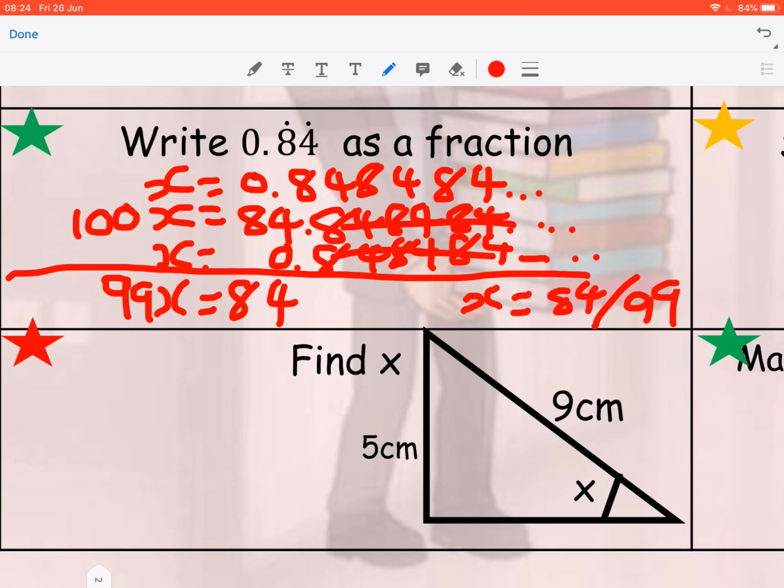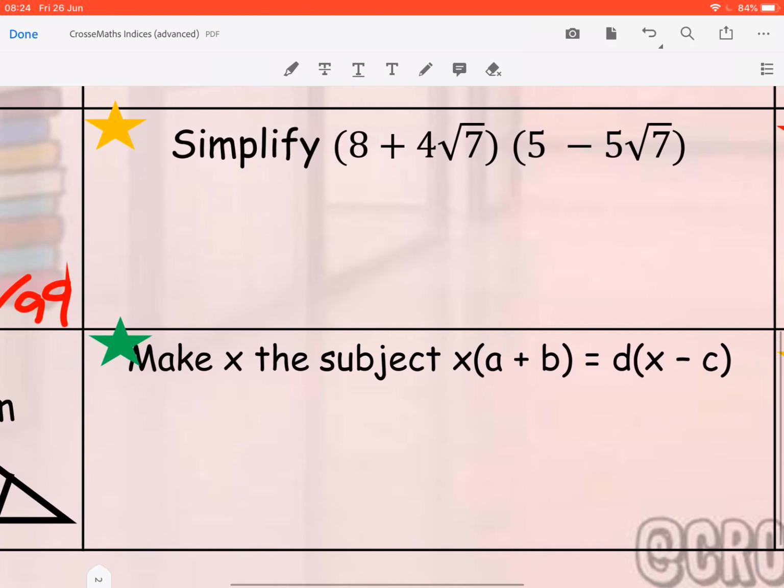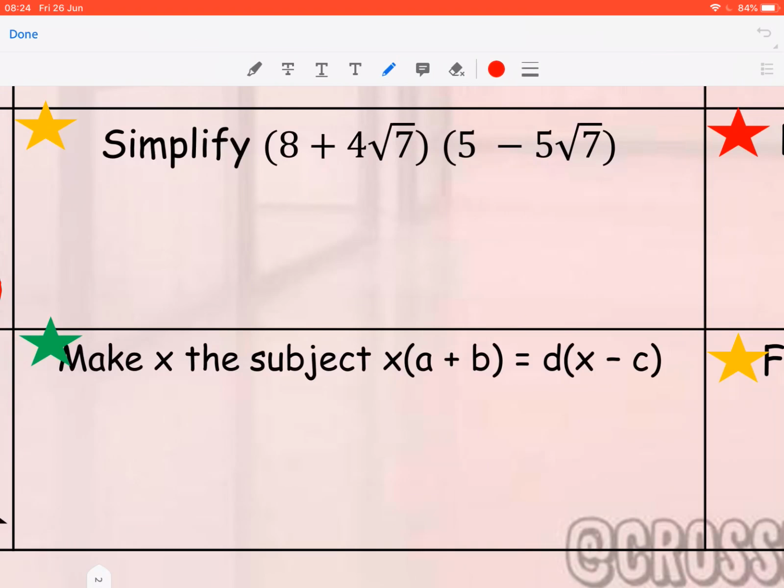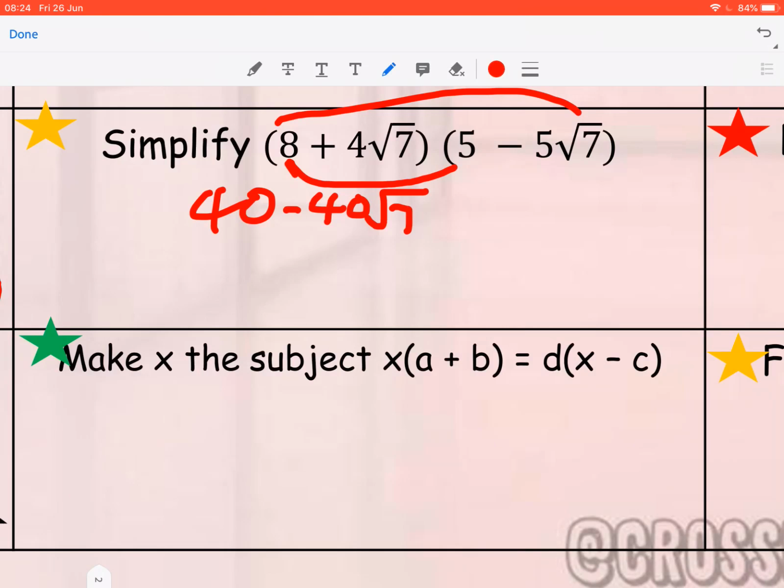Okay, and the next one, I'm going to go to the right hand side now. I've got 8 plus 4 root 7, 5 take away 5 root 7. This is just FOIL. 8 times 5 is 40. Outside edges, 8 times negative 5 root 7. You times the front numbers if they're normal numbers. 8 times 5 is 40. Root 7 just goes on the end. Inside edges, 4 root 7 times 5, the 5 and the 4 times each other, gives you positive 20 root 7.